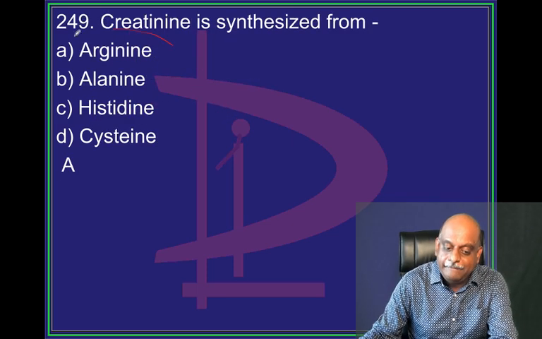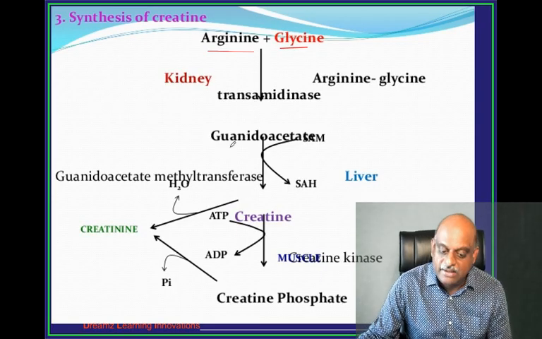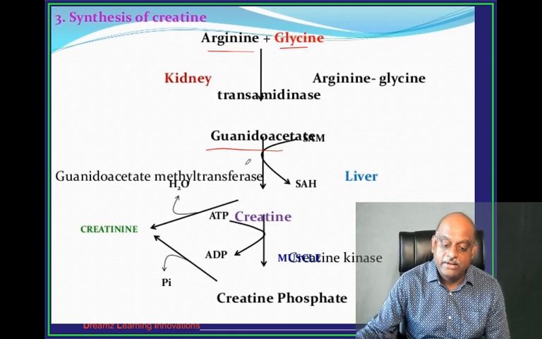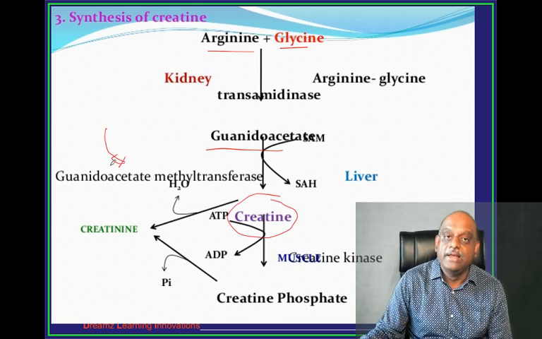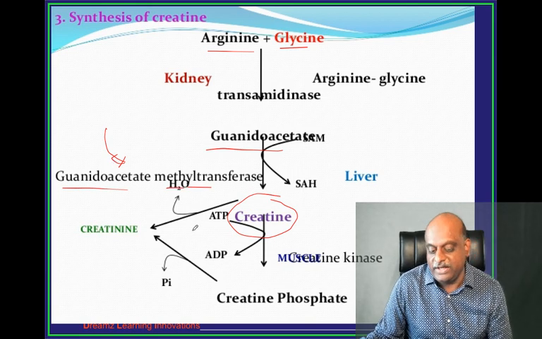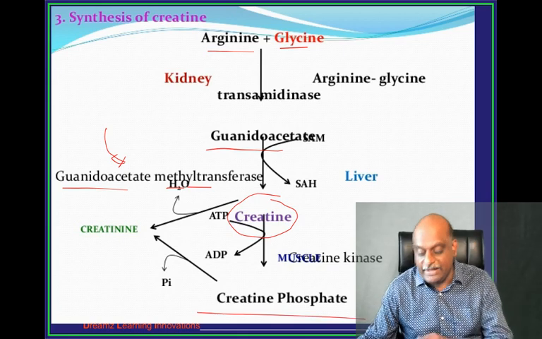Who is the father of creatinine? Arginine. Arginine plus glycine, they form guanidoacetate. Guanidoacetate becomes creatine by action of the guanidoacetate methyltransferase. Creatine in turn will become creatine phosphate.